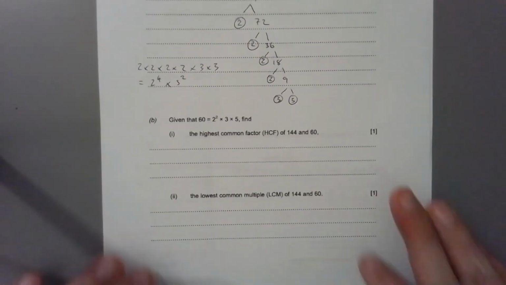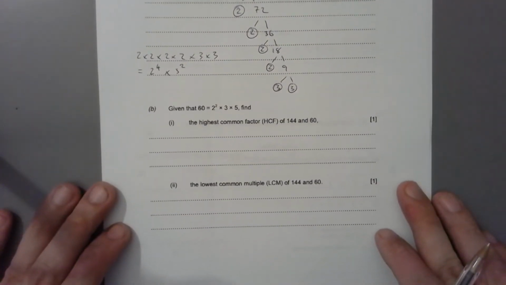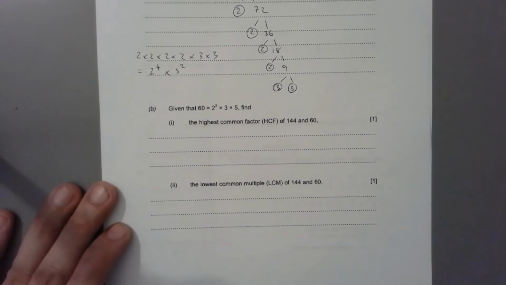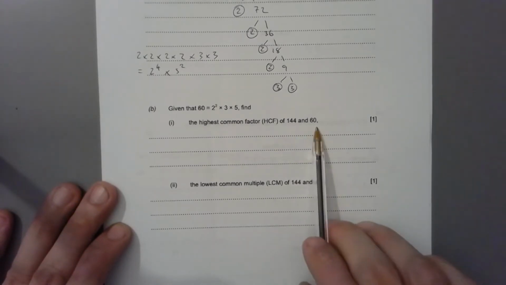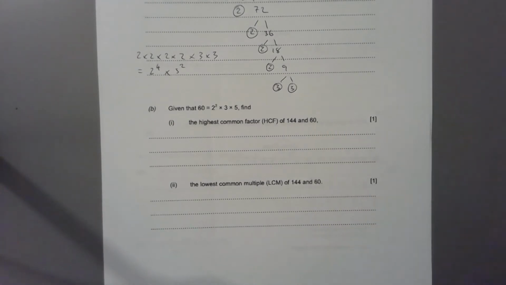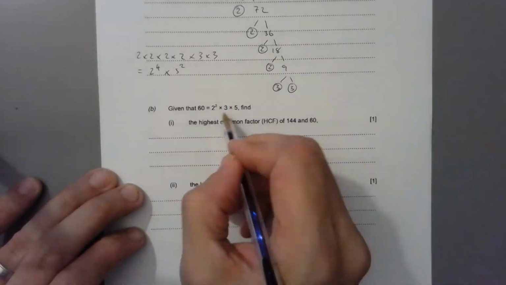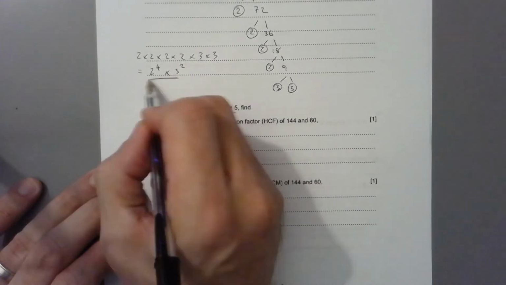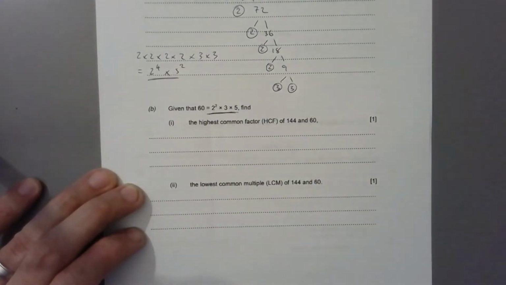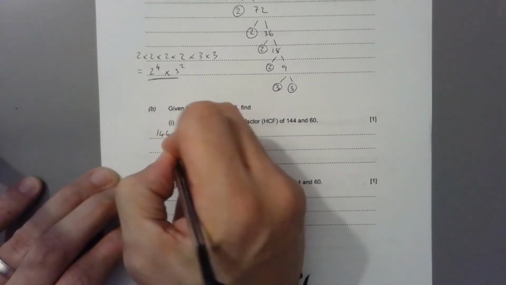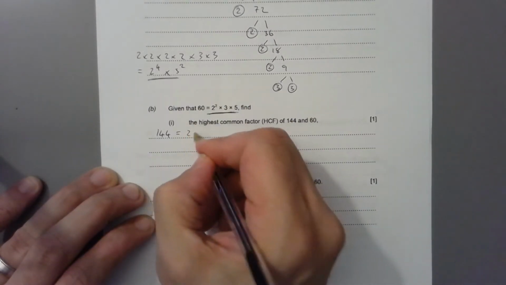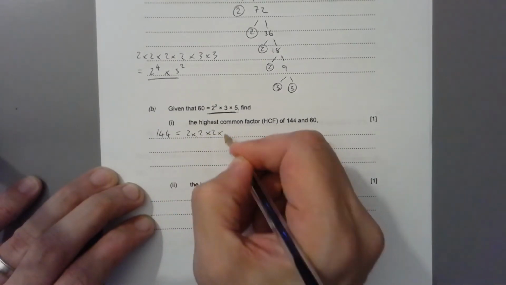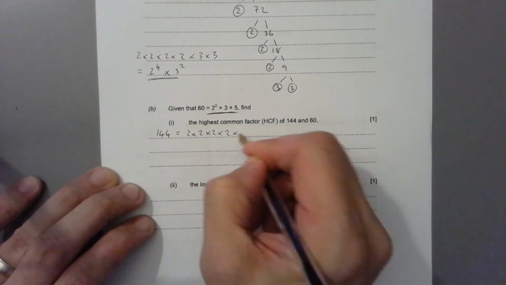Okay, for B, there's two ways of doing this. You can either write down all the factors of 144 and 60 and then find out which is the highest in both lists, or you can use the information that we've worked out from the first one to work out what the highest common factor is. So the number 144 can be written as 2 times 2 times 2 times 2 times 3 times 3, and 60 as 2 times 2 times 3 times 5.